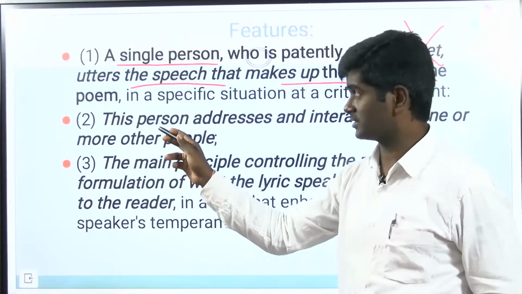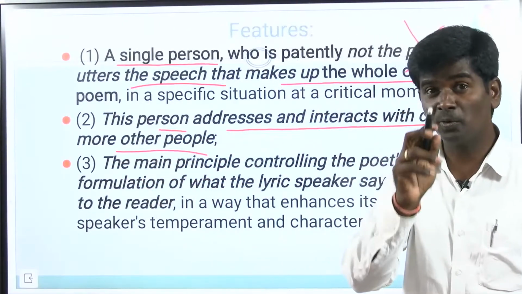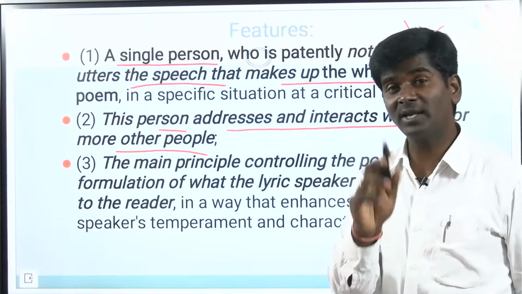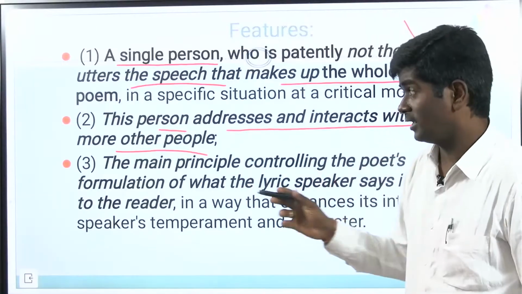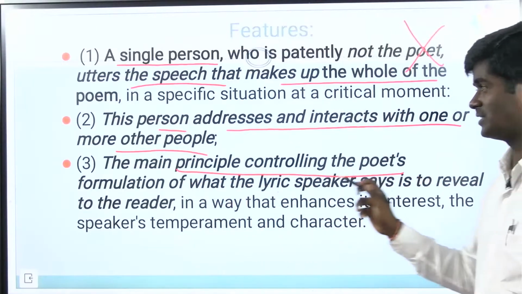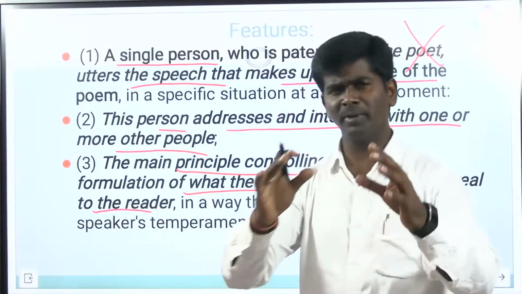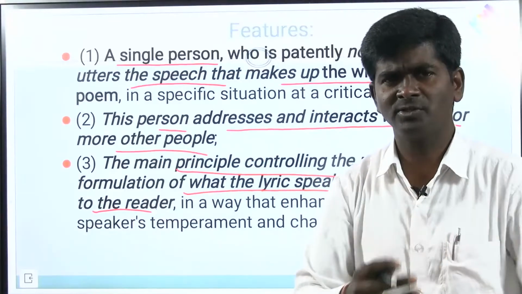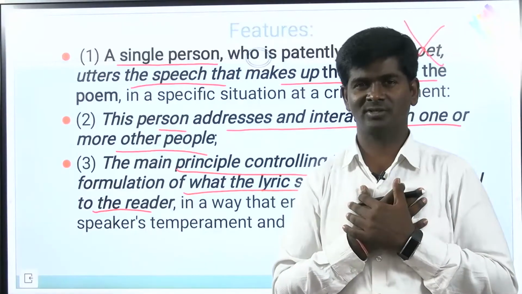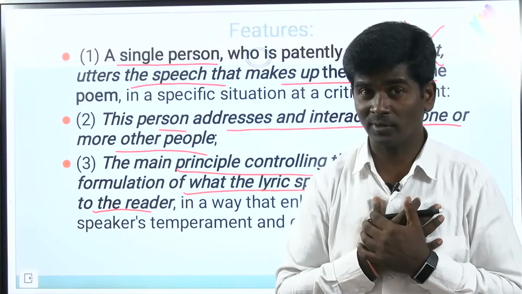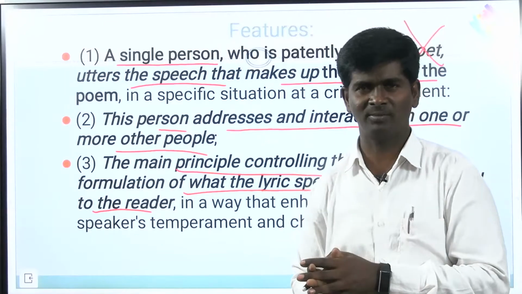Next, the second characteristic: this person addresses and interacts with one or more other people. They should not give any reply. If they give, it becomes a dialogue. It's a conversational poem, not a dramatic monologue. The main principle controlling the poet's formulation of what the speaker says is to reveal the speaker to the reader. So the major goal of this poem is to express the self-revelation of the speaker. What are his intentions? What are his primitive internal thoughts about something or someone? That is the major goal of this poem to be conveyed by the poet.